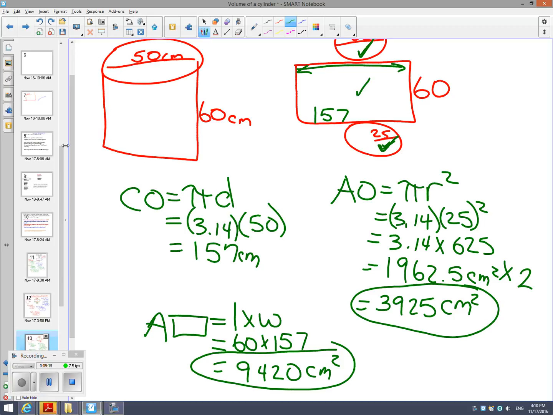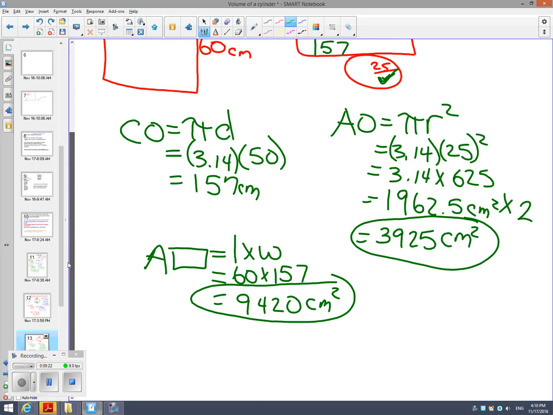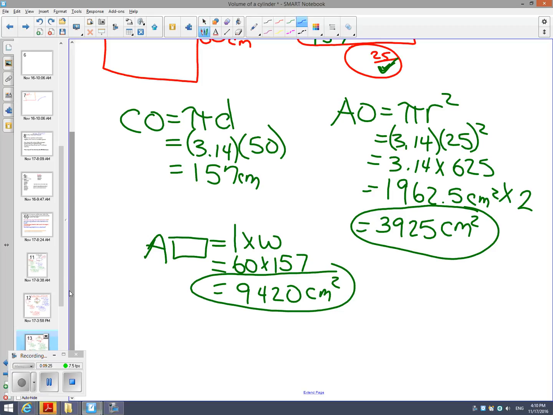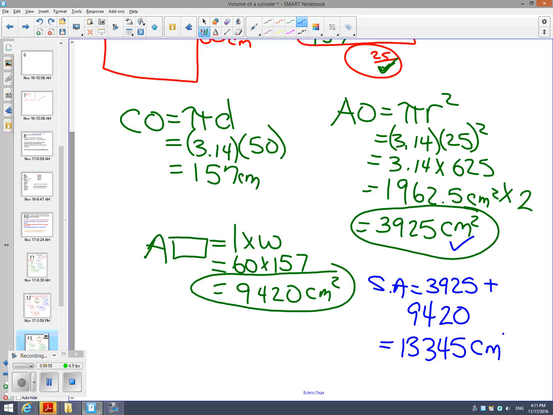And in order to do total surface area, all we have to do now is add the three shapes together. So our final step, surface area equals 3,925, which is the two circles, and we're going to add it to 9,420, which is the rectangle. And adding those two together, 3,925 plus 9,420 is 13,345 centimeters squared. We'll get them with practice.